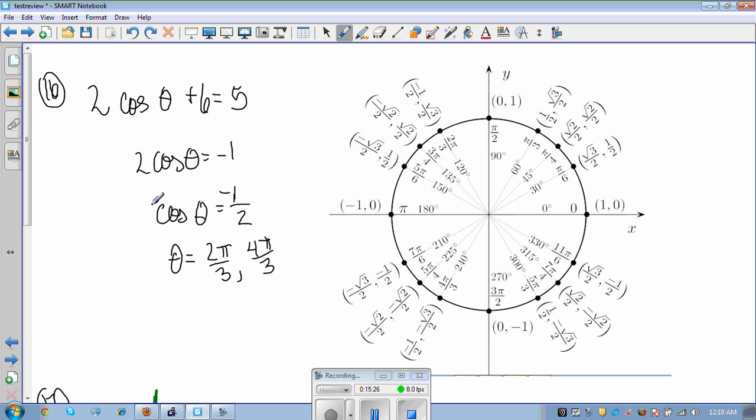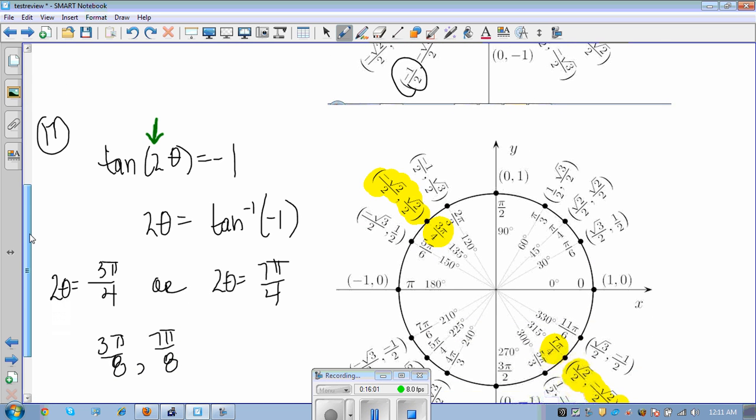16 is really not so bad to solve. Subtract the 6 over, you get a negative 1. Divide by 2. What angle will give me a cos of negative 1/2? We really don't even need to use my inverse cos because I could just look here, and I'm looking for where I have a negative 1/2. Right there at 2/3 pi and 4/3 pi. And so those are my two possible answers. For the equations, we'll take either. For the simplifies, they just took whatever the first one was in the line.